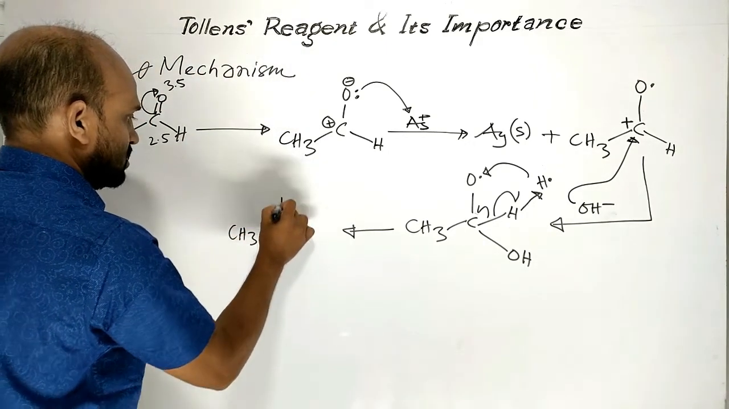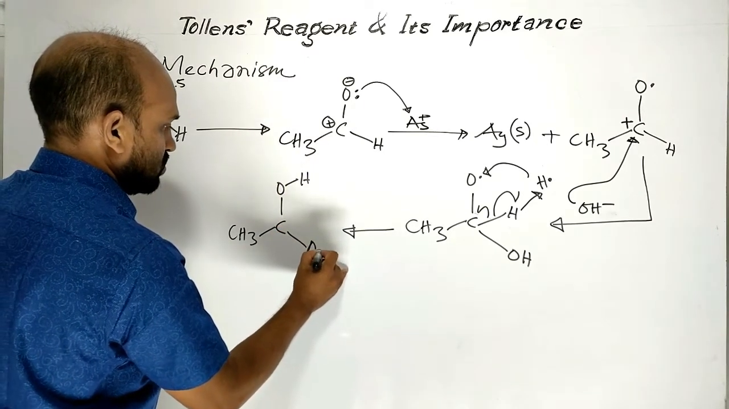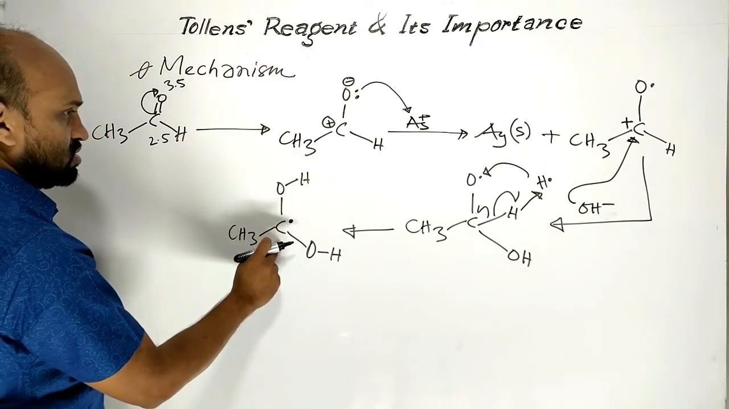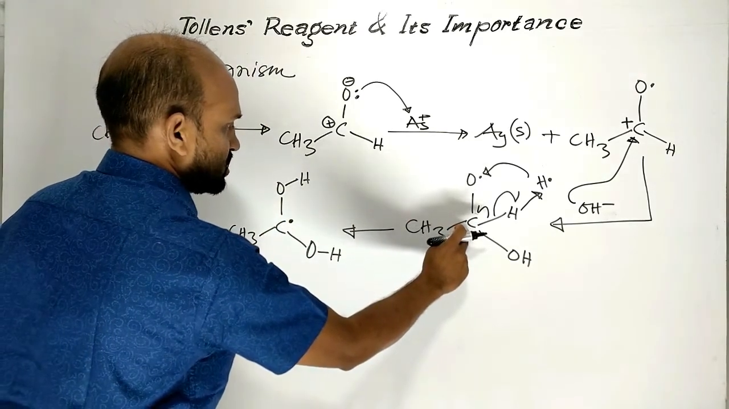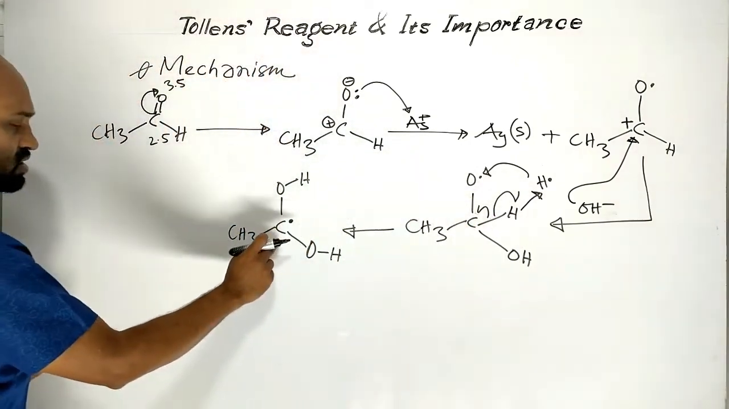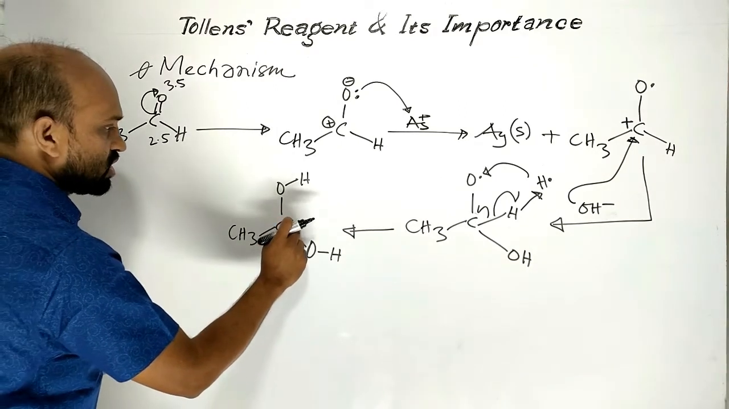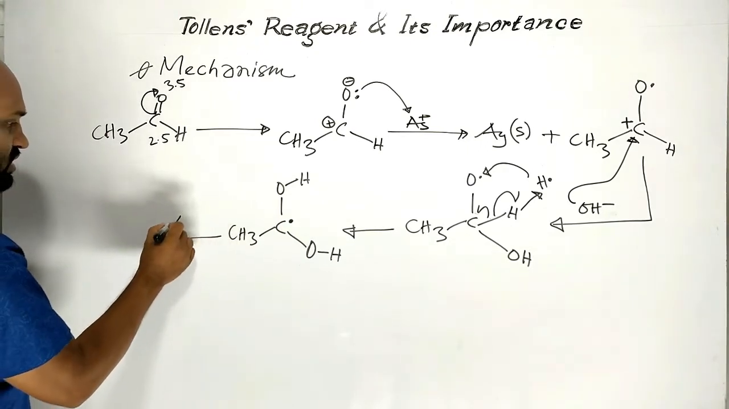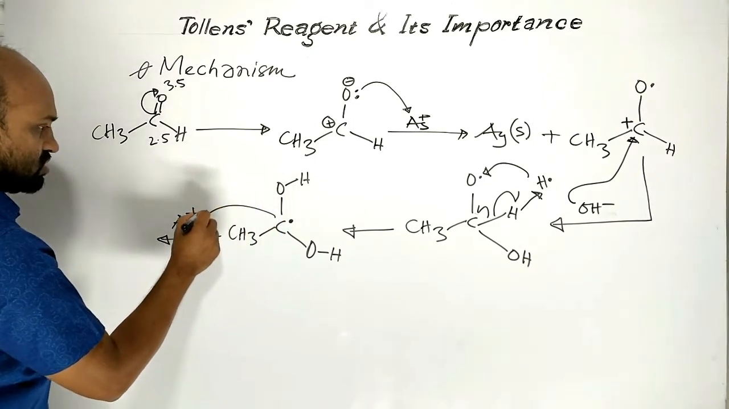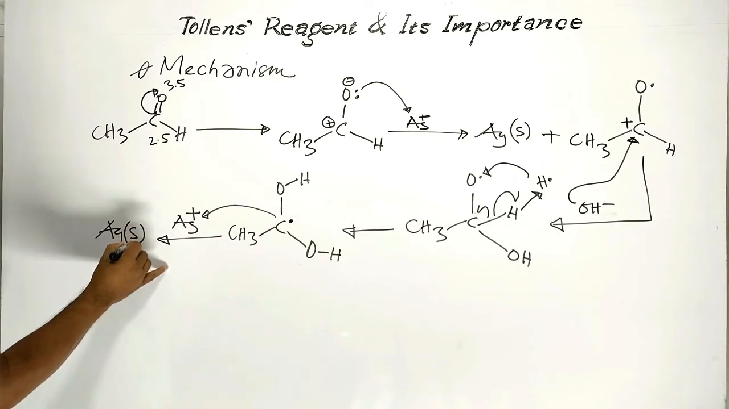CH3, OH, here OH, carbon with 1 electron. Here carbon receives 1 electron from this carbon-hydrogen bond. Then it is now a carbon free radical. That is, carbon contains 1 electron. Again, silver ion receives that electron to form metallic silver again.